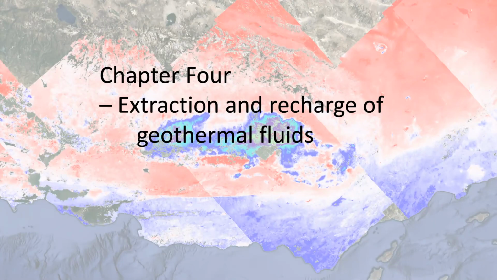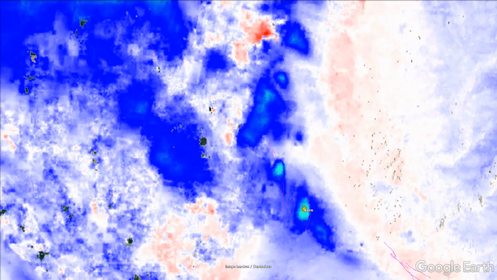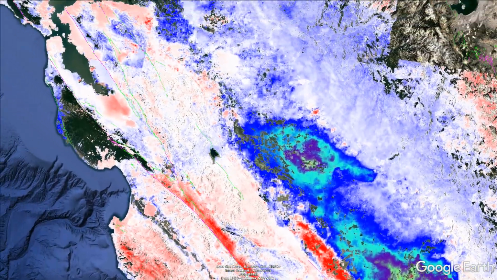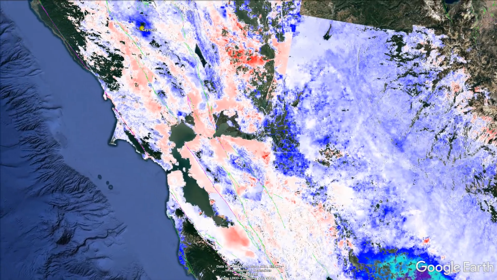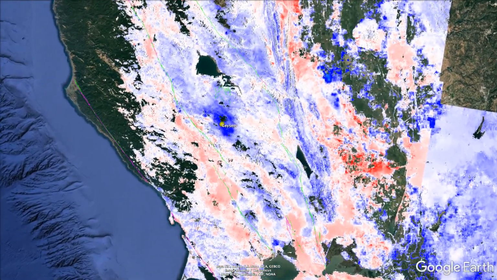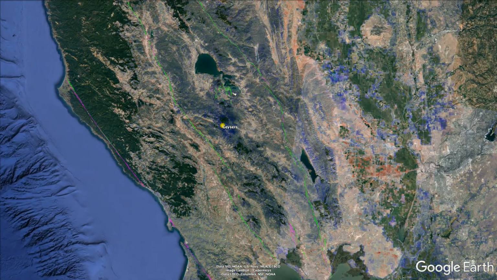Four, extraction and recharge of geothermal fluids. California is also rich in geothermal resources. Production of geothermal energy usually involves extracting and re-injecting fluids, which causes both subsidence and uplift in the vicinity of the reservoir. We begin the tour in Northern California at the Geysers geothermal field.